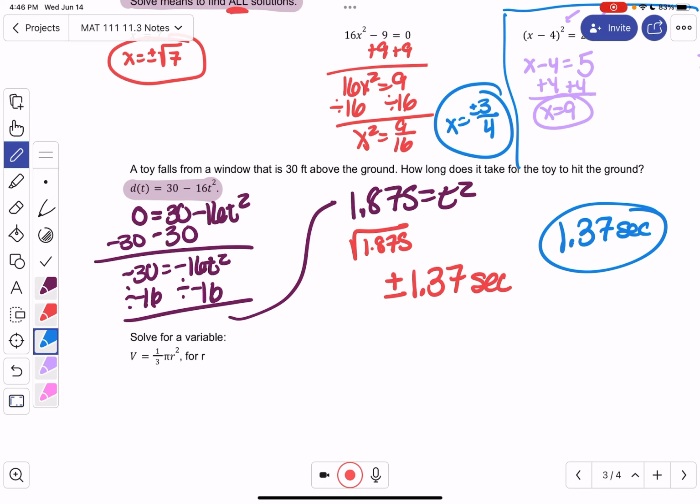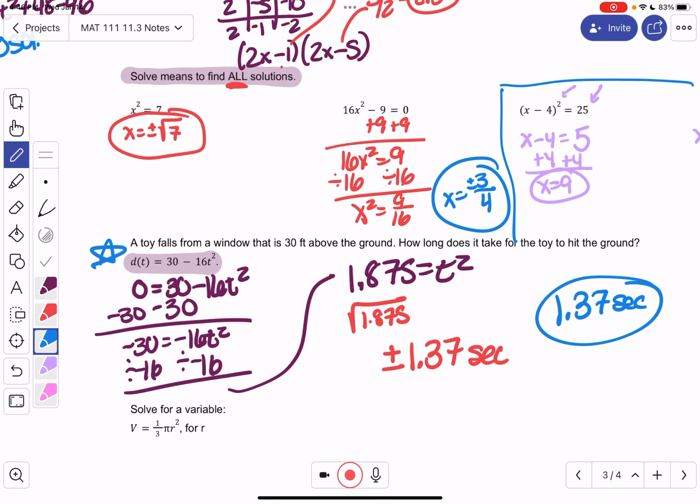I know it can get confusing, but hopefully real life, only positive. If it says all, just write everything.